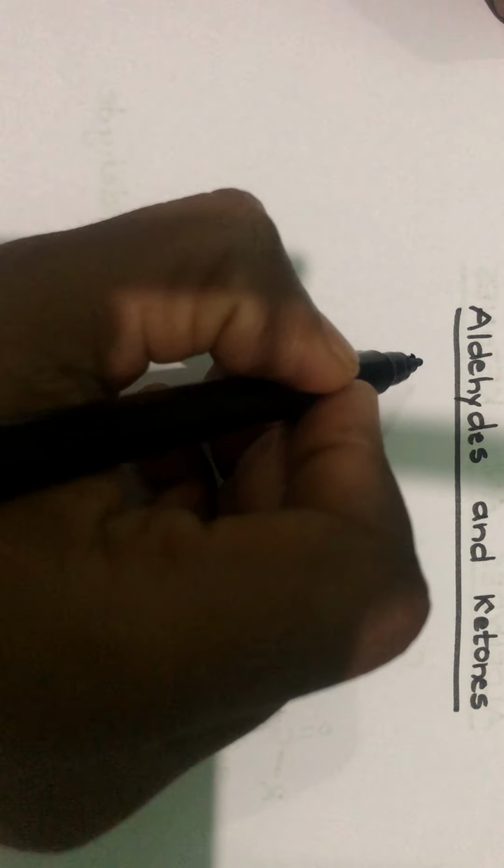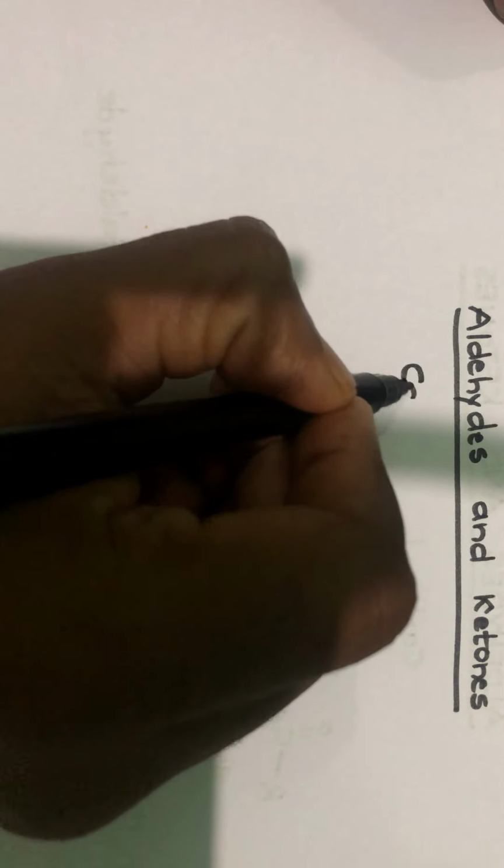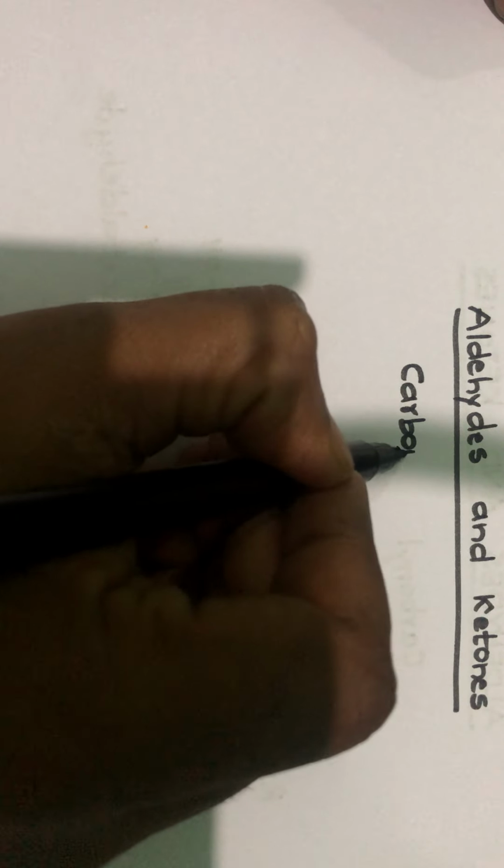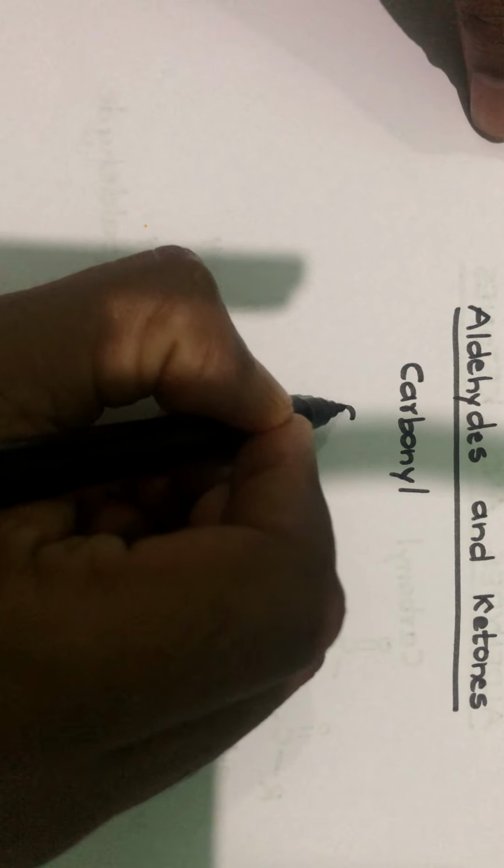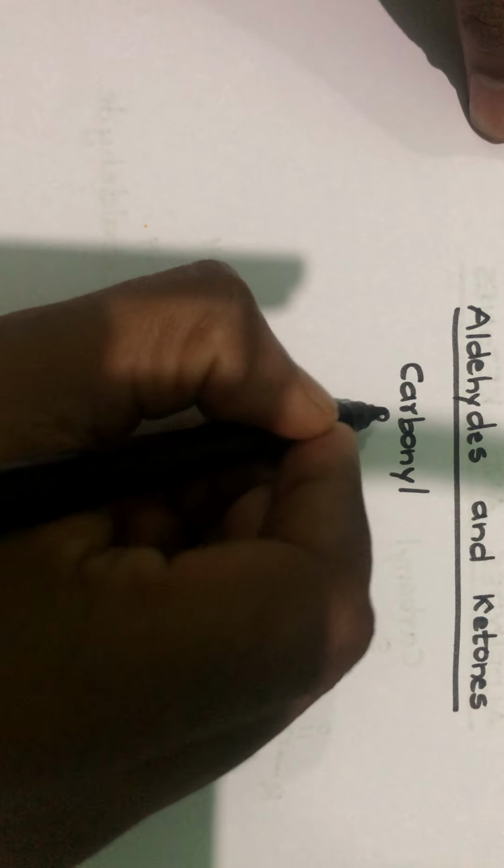What are these aldehydes and ketones? Aldehydes and ketones are referred to as carbonyl compounds. First I will tell you what we mean by these carbonyl compounds. So compounds that contain the carbonyl group, that is the C double bond O group, are referred to as carbonyl compounds.